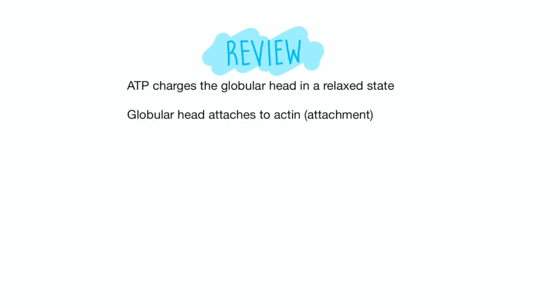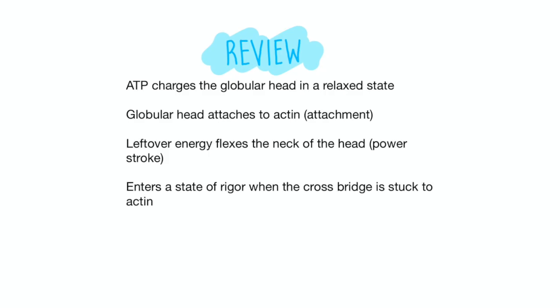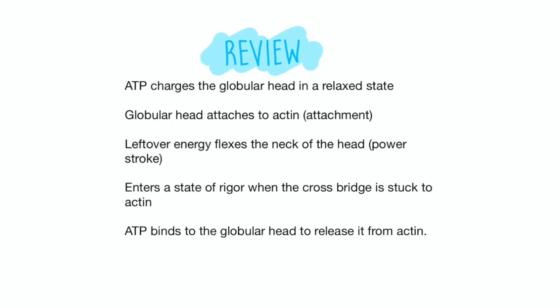To review, the cycle begins with ATP charging the globular head in a relaxed state. Then the globular head attaches to actin, and then leftover energy flexes the neck of the head, and then it enters a state of rigor when the cross bridge is stuck to the actin. And then ATP binds to the globular head to release it from actin.